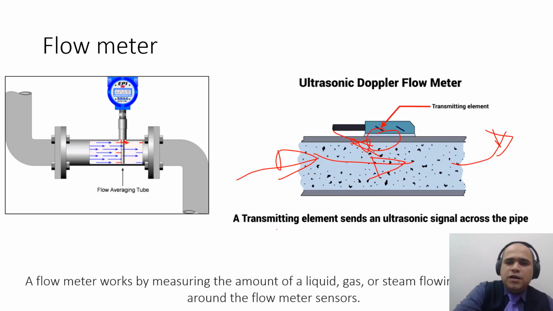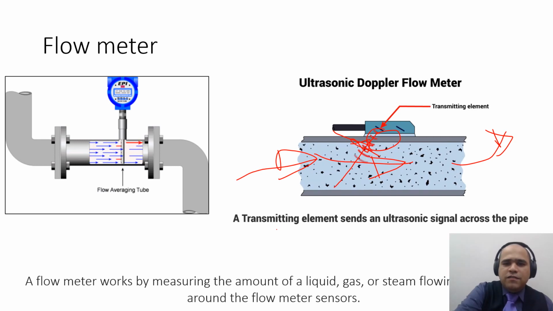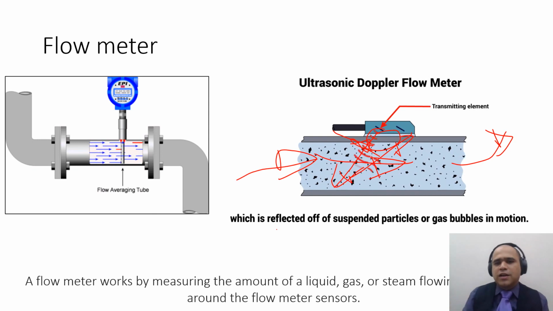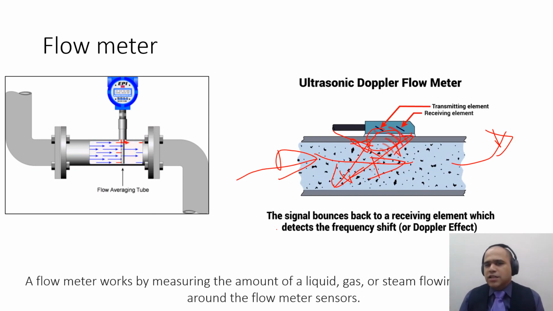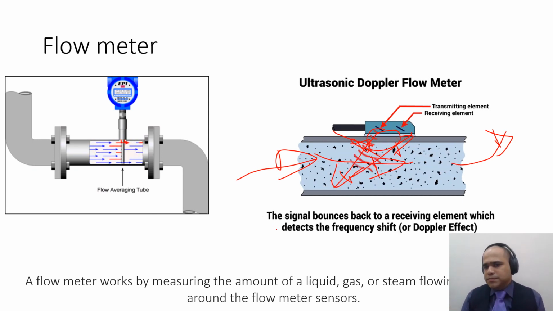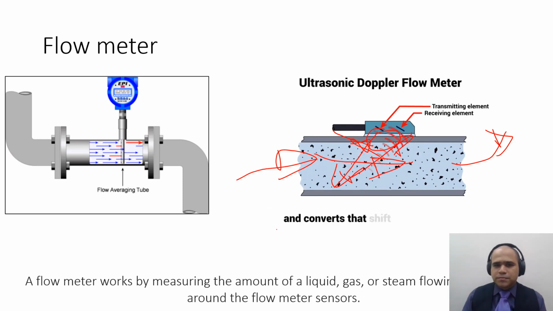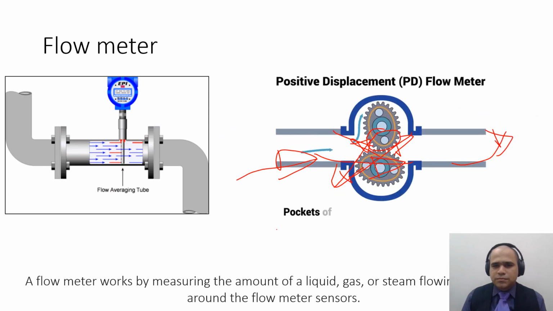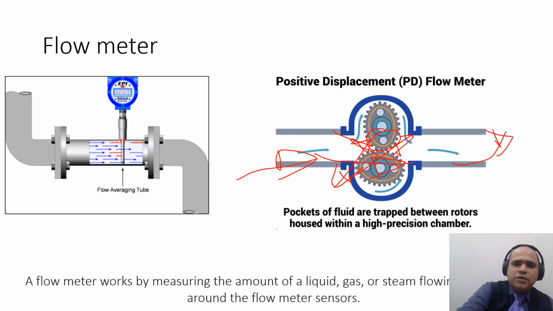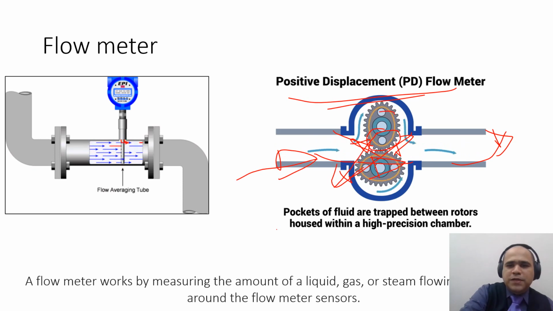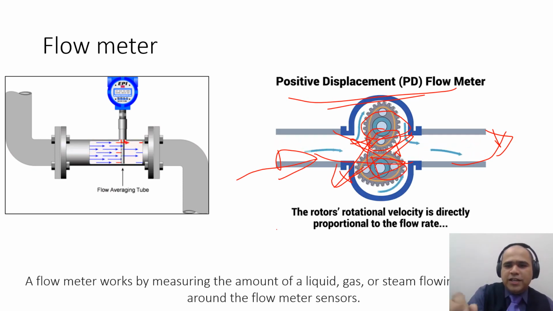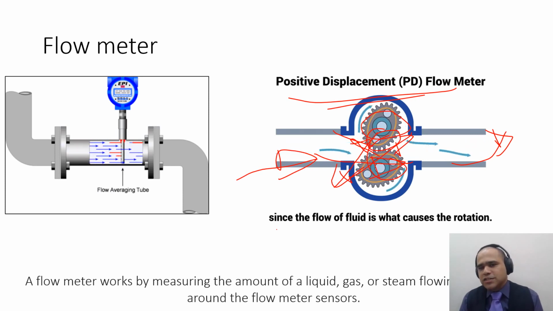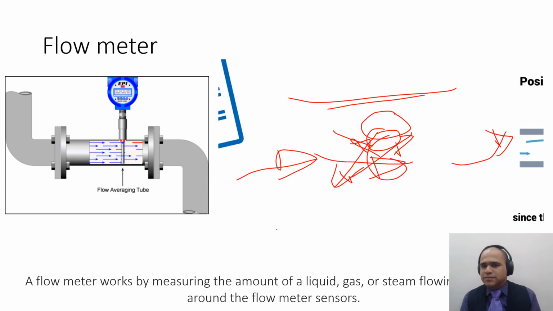It could be a Doppler effect, where you send out a signal and then take the reflected signal, and the change in frequency is directly proportional to the flow. Or it could be a positive displacement flow meter, where a special arrangement like X-shaped gears is used. They are rotated, and when the flow increases, their rotation speed also increases.